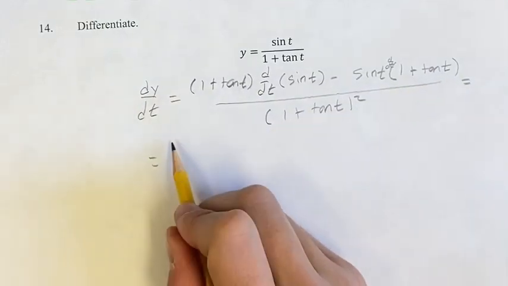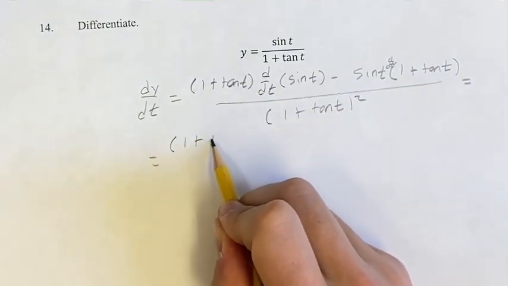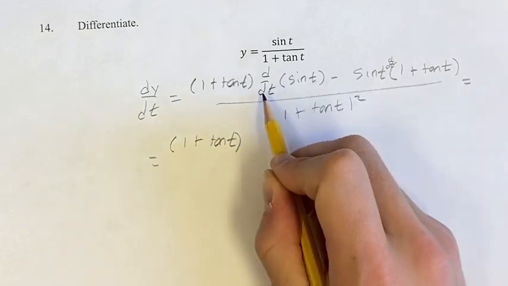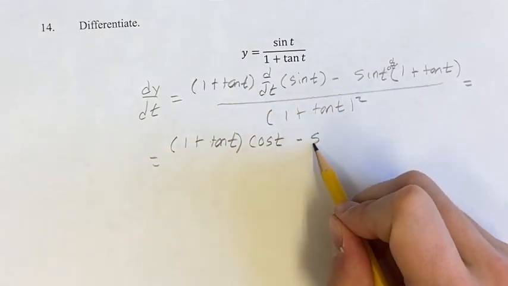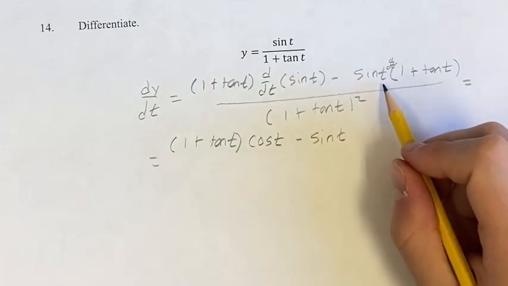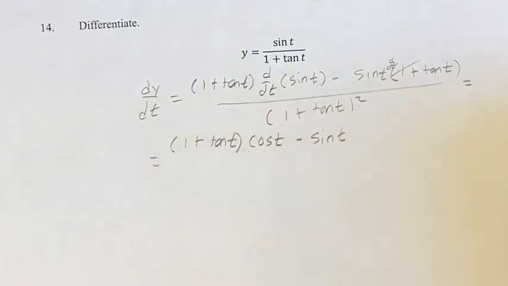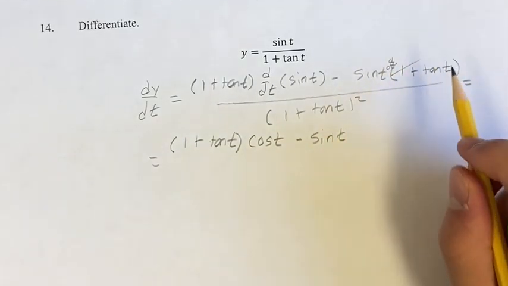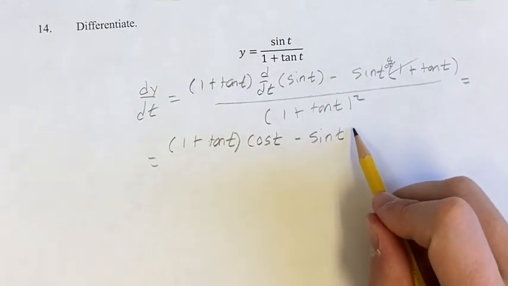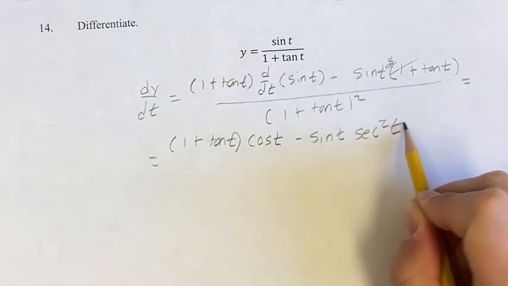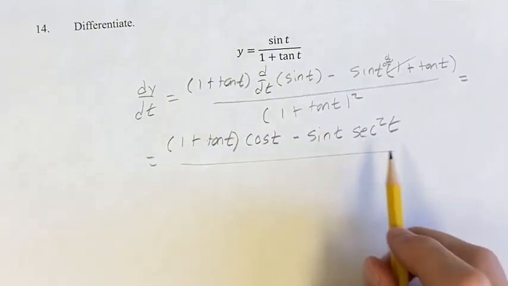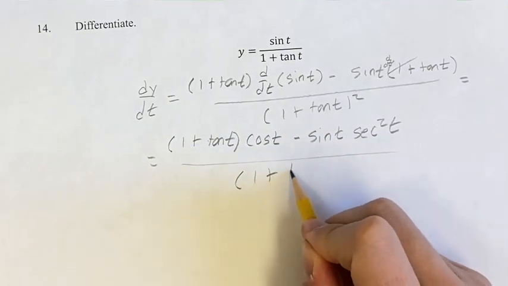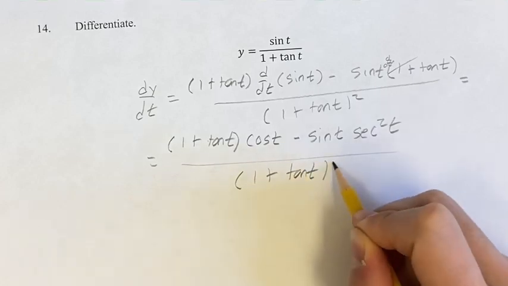So we have 1 plus tangent t times the derivative of sine t, which is cosine t, minus sine t times the derivative of 1, which is 0, so we just ignore it, and the derivative of tangent t is secant squared t. And here we are going to have this over 1 plus tangent t squared.